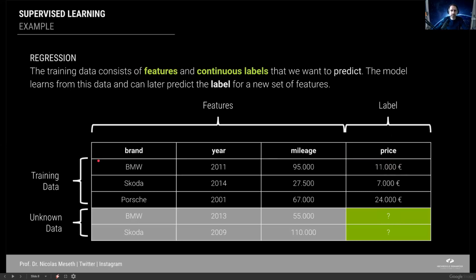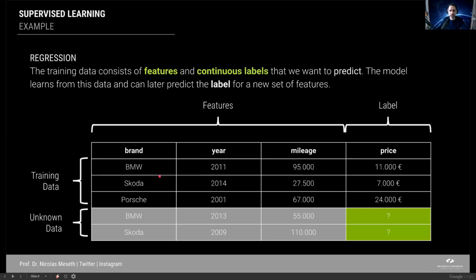And this is basically from a car data set, and we want to predict the price that a certain used car can achieve on the market. And this could be based on the brand, the year it was manufactured, and the mileage it has currently on its, I don't know what the name is, but you know what I mean. So the training data consists of these rows. Of course, we should have more than 3 rows.